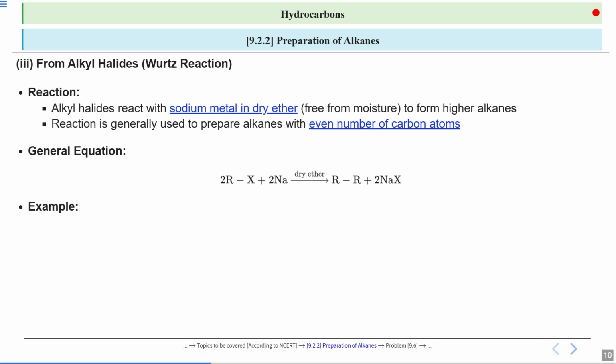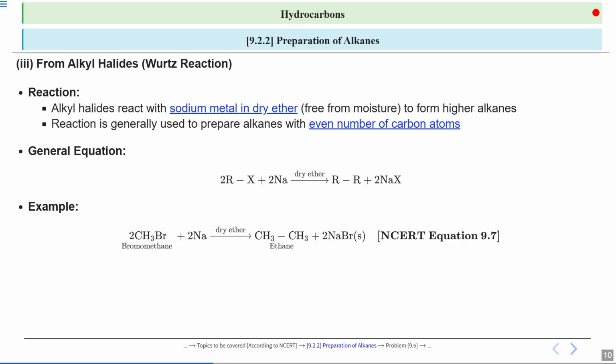So we can take a specific example to explain the same. What is the specific example? We are taking bromomethane. In the presence of sodium and dry ether, the two molecules of bromomethane will couple with each other, forming ethane. Notice how the number of carbon atoms is doubled from reactant to the product. Along with this, we are also getting sodium bromide.